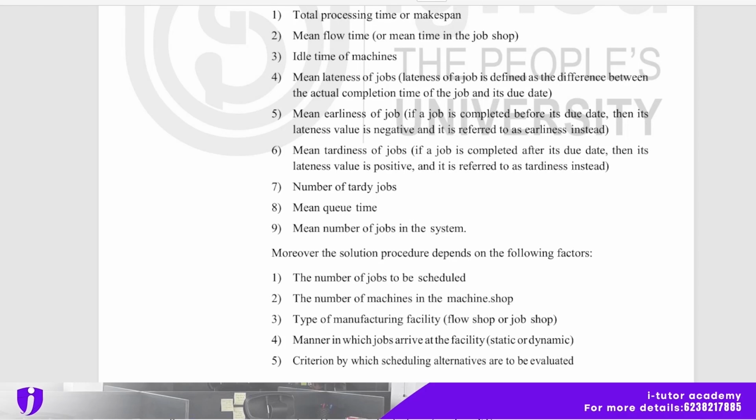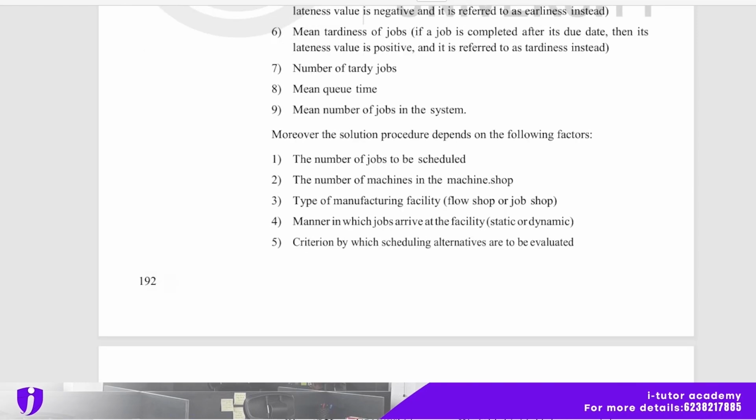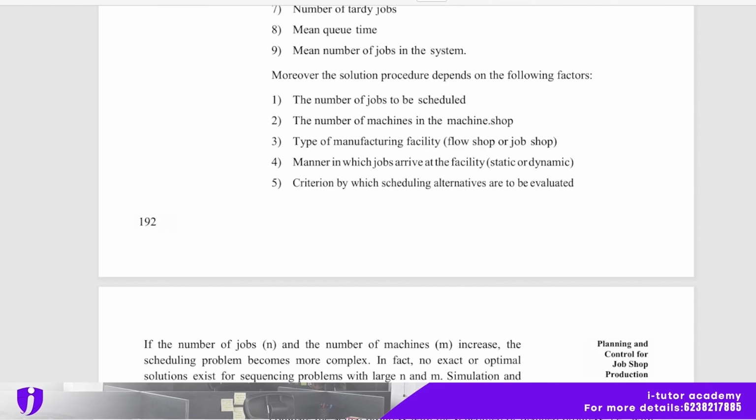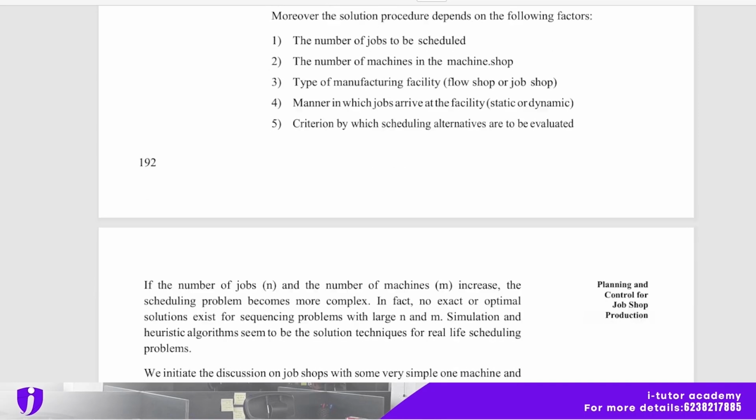number of tardy jobs, mean queue time, mean number of jobs in the system, and moreover the solution procedure depends on the following factors: the number of jobs to be scheduled, the number of machines in the machine shop, type of manufacturing facilities, manner in which jobs arrive at the facility, and criterion by which scheduling alternatives are to be evaluated.